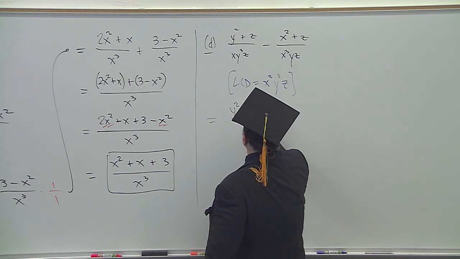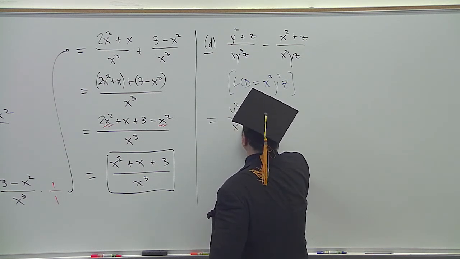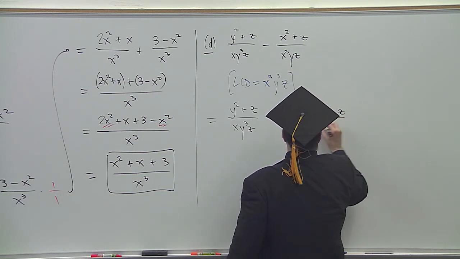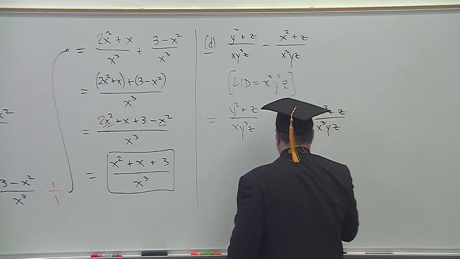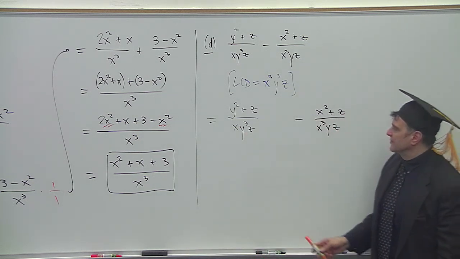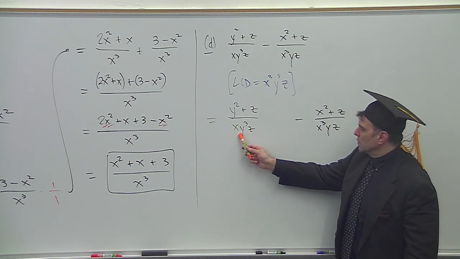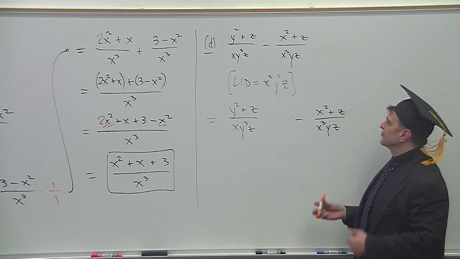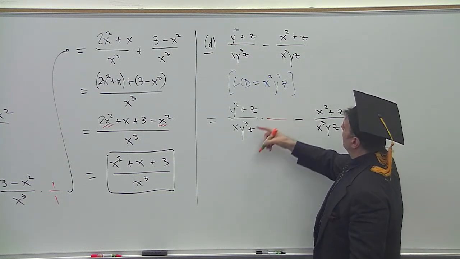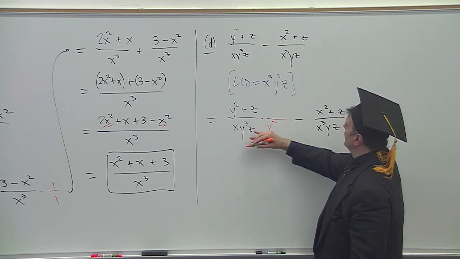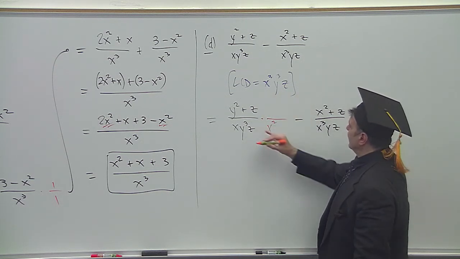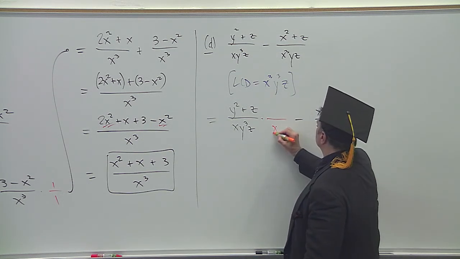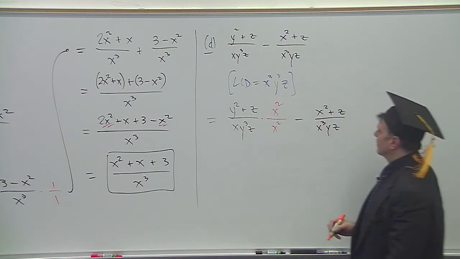We now take the original fractions, y squared plus z over x y cubed z, minus x squared plus z over x cubed y z. And we have to ask ourselves, when we compare the original denominator to the least common denominator, what's new? What factors do we need to get from here to here? To get from x to x cubed, we need x squared. Y cubed to y cubed, we don't need anything. Z to z, we don't need anything. We just need an x squared. Of course, we have to multiply the numerator by that as well.